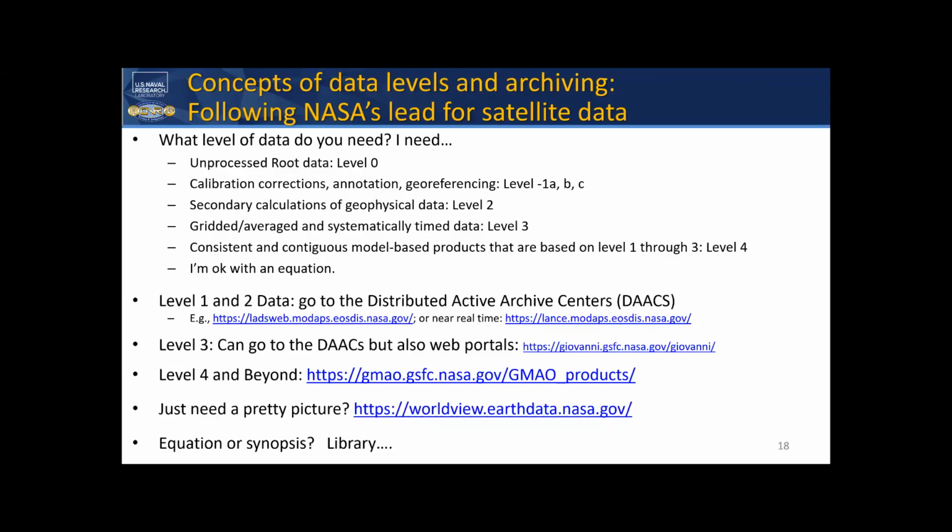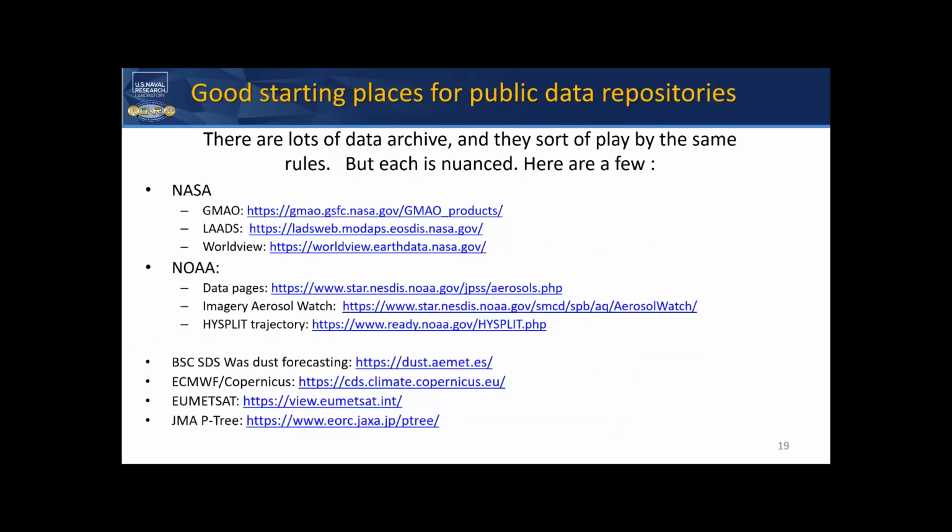And then if you want level 4 products, the NASA Global Modeling and Assimilation Office has products like that at NASA. Or maybe if you need a pretty picture, a picture's worth 1,000 words, try out NASA Worldview, or the European version, EUMETView. These are wonderful websites just to see what's going on in the particular neighborhood that you're interested in. Or if you're just interested in an equation or a synopsis, go to the library.